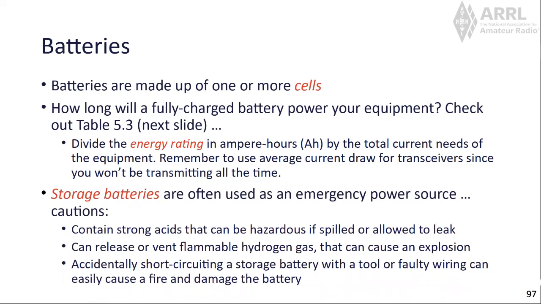Storage batteries are often used as an emergency power source, and they have some cautions. One is don't drink the battery acid. They contain strong acids that can be hazardous if spilled or allowed to leak. Number two is they can release or vent flammable hydrogen gas that can cause an explosion. I think that can happen on both charge and discharge, but mostly on charge. Accidentally short-circuiting a storage battery with a tool, that means you dropped your wrench or screwdriver across the battery terminals, can easily cause a fire or damage the battery. And that's just if you're lucky.